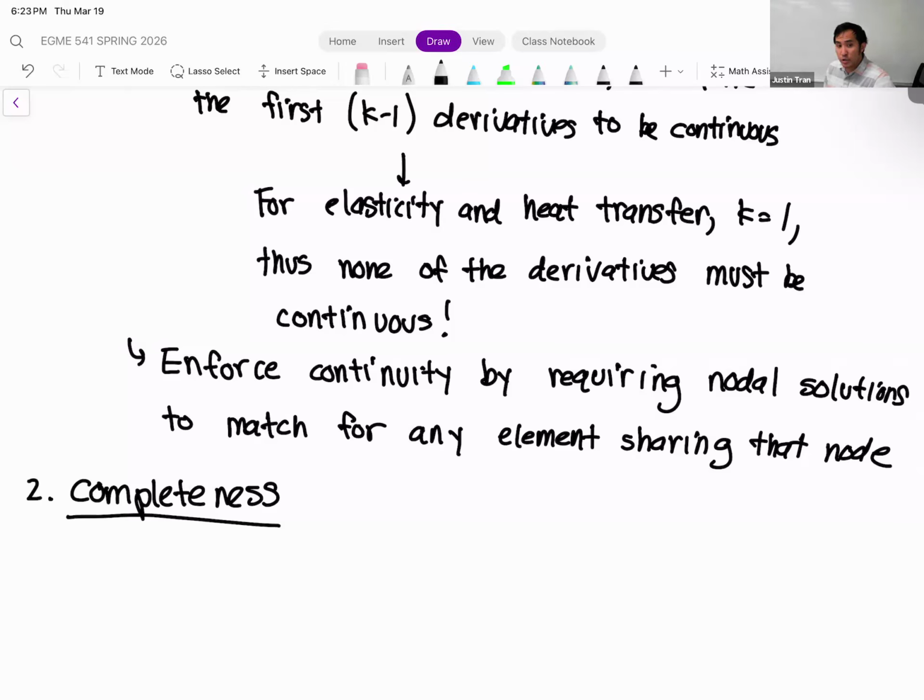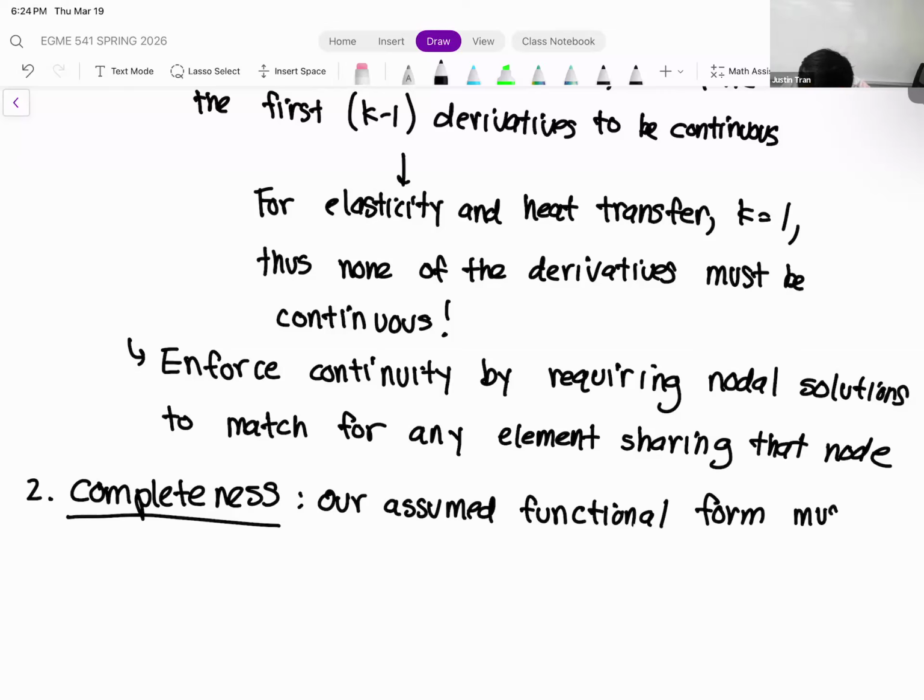Okay, so the completeness requirement actually has to do with our assumed functional form. And so the completeness requirement says that the assumed functional form should be a complete function, which sounds like a very cyclical kind of argument, but I'll define complete function in a second. Right, so a complete function is essentially a function that models all of the behavior, lower order and higher order, for a given particular order.